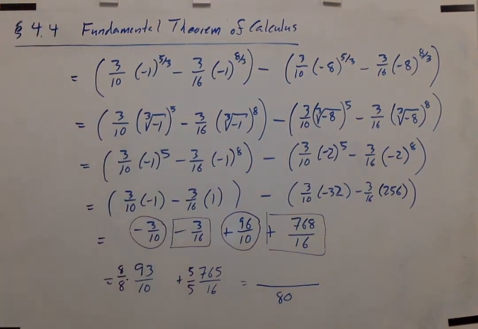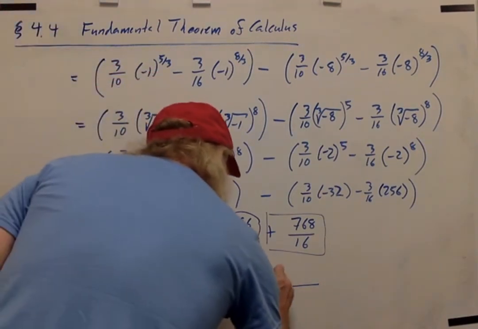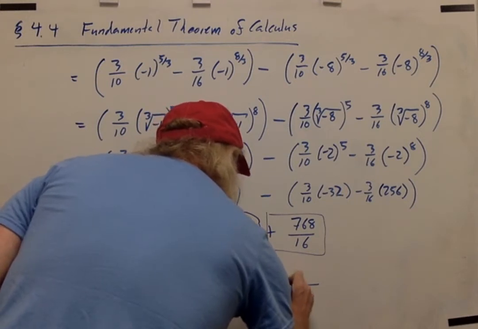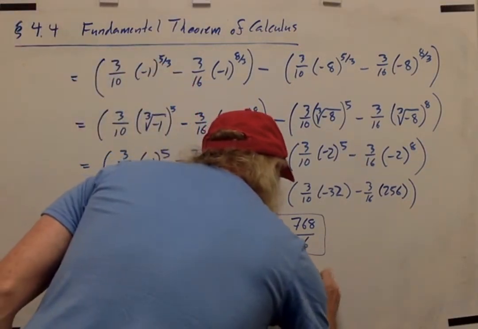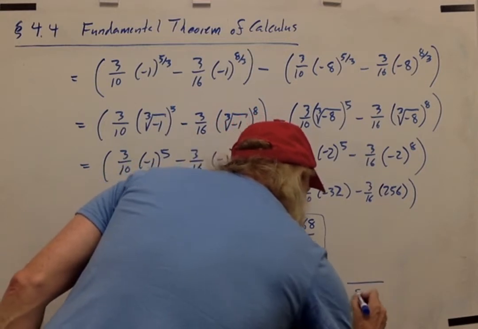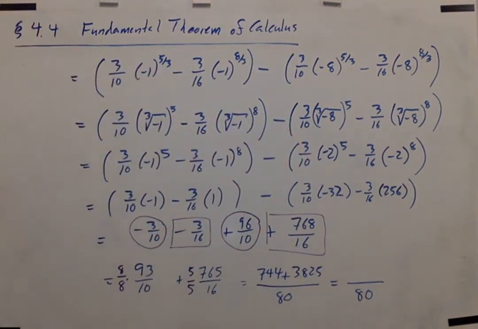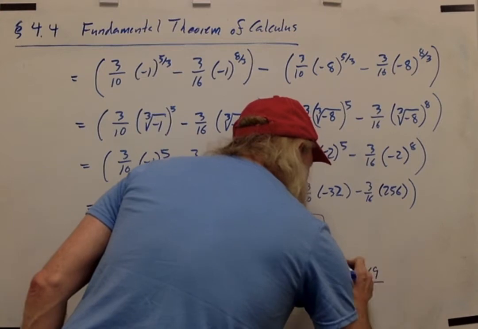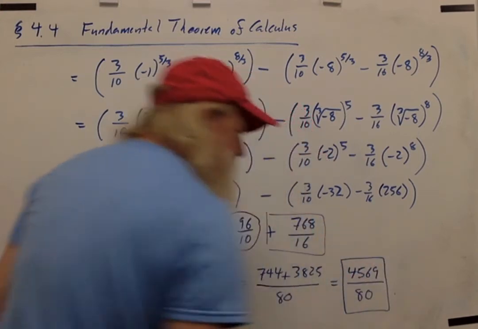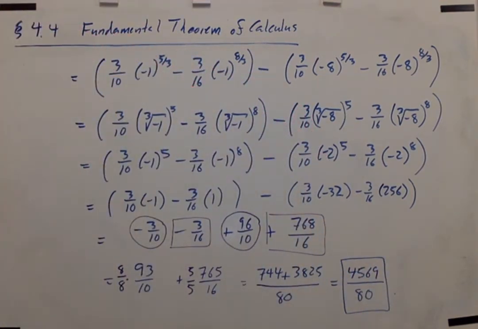8 times 93 is 744. And 5 times 765 is 3825. So finally, adding those two things together, I get 4,569 over 80. Wow, that one was a bear. But notice that almost all of it was arithmetic. Everything on screen here is just arithmetic.